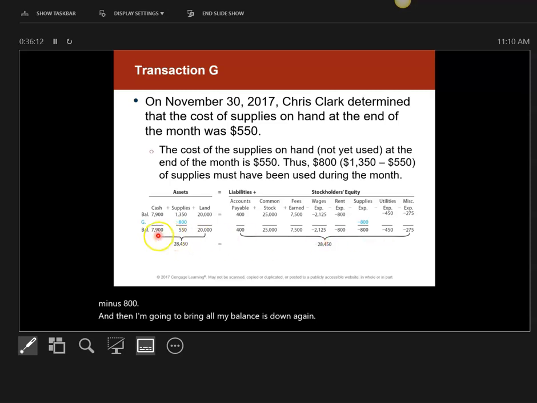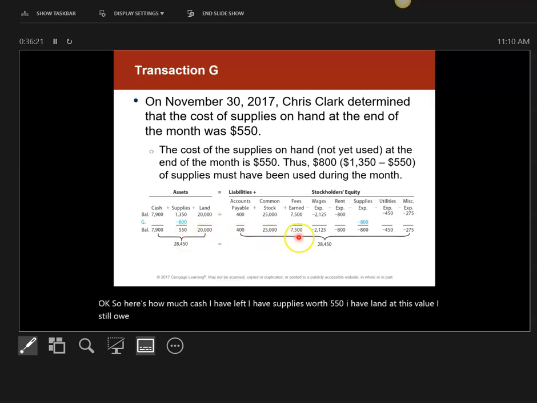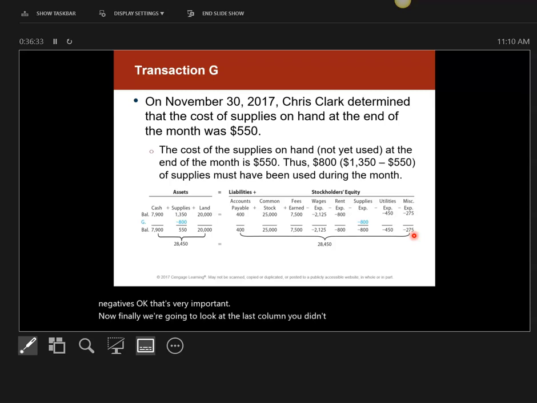Okay, so here's how much cash I have left. I have supplies worth $550. I have land at this value. I still owe $400. I have common stock. I have fees earned. Notice all my expenses have negatives. Okay, that's very important. Now, finally, we're going to look at the last column you didn't talk about, and that's called dividends. It should be on your paper.